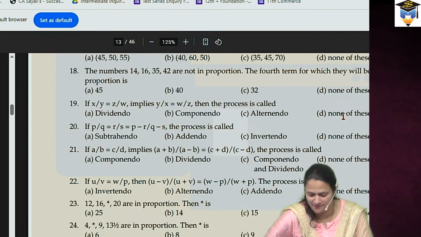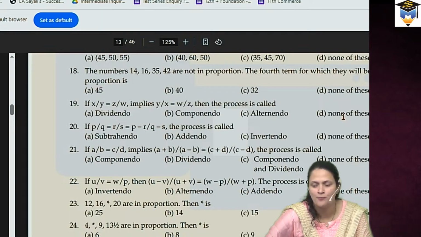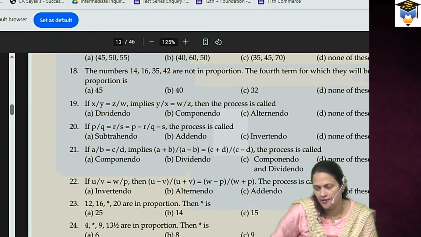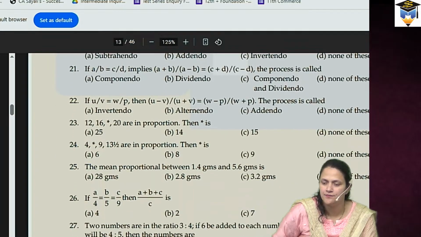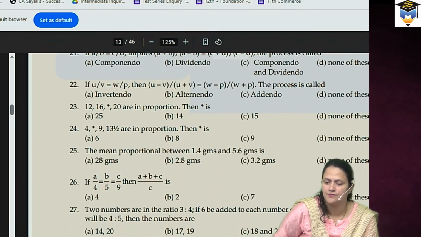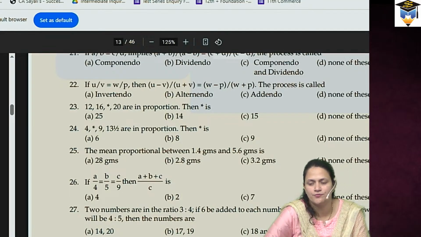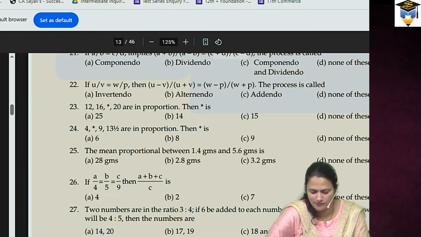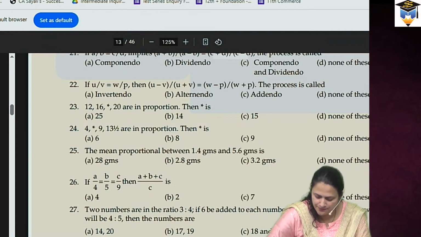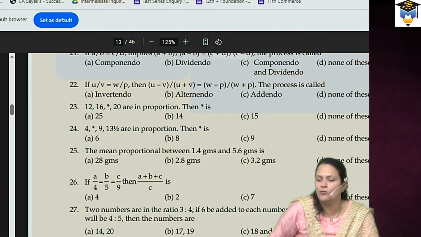21. Which property? Option C, componendo dividendo, that's right. 21 is C, componendo and dividendo. 22. 22 is componendo dividendo, so none of these here.